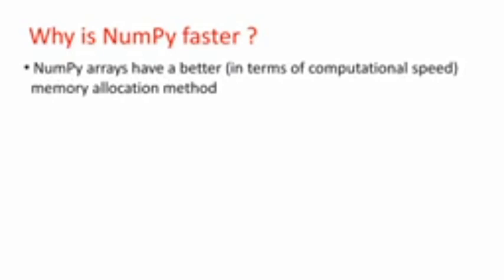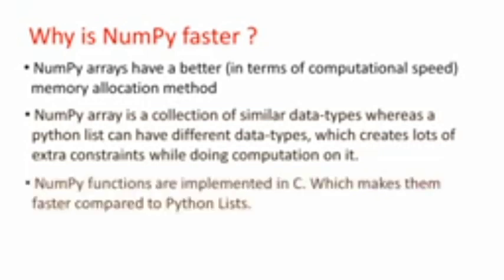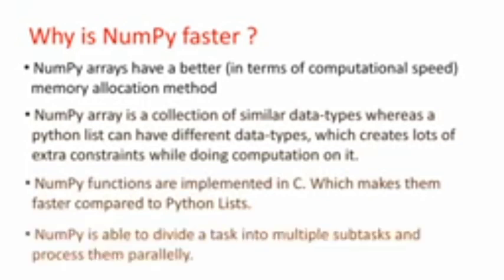Next, we shall discuss why NumPy is faster. NumPy arrays have a better memory allocation method in terms of computational speed. NumPy array is a collection of similar data types, whereas a Python list can have different data types. This creates lots of extra constraints while doing computations on it. NumPy functions are implemented in C, which again makes them faster compared to Python list. NumPy is able to divide a task into multiple subtasks and process them parallelly. We shall discuss about parallel computing in another video.